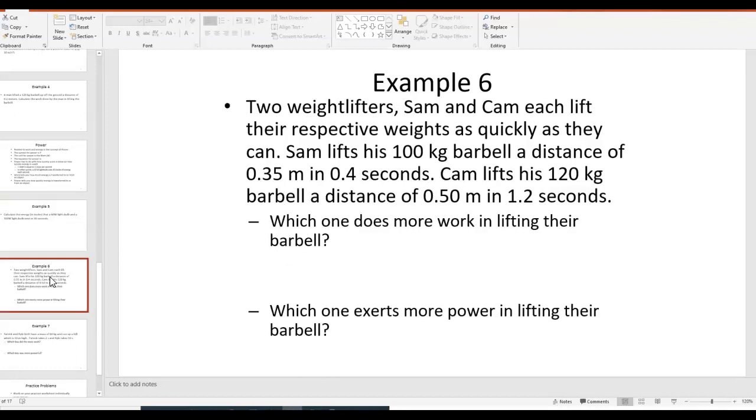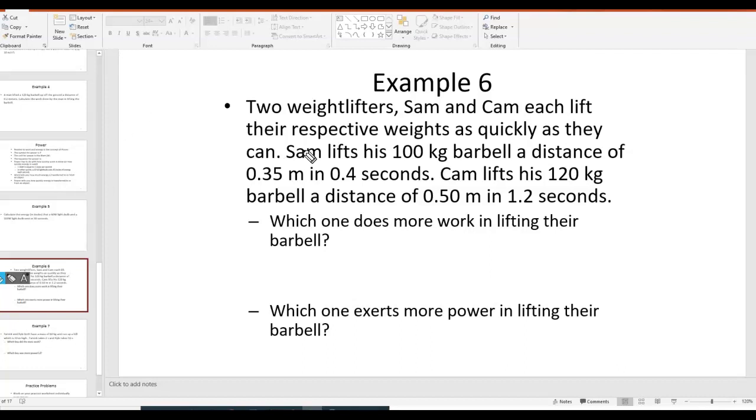Okay, example 6. Two weightlifters, Sam and Cam, each lift their respective weights as quickly as they can. Sam lifts his 100-kilogram barbell a distance of 0.35 meters in 0.4 seconds. Cam lifts his barbell over a distance of 0.5 meters in 1.2 seconds. Now, this is a full-on example, so we're going to stop after this one. If you want to try example 7 on your own, you're welcome to do so. But let's do this example.